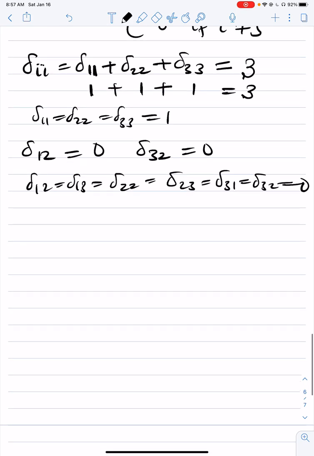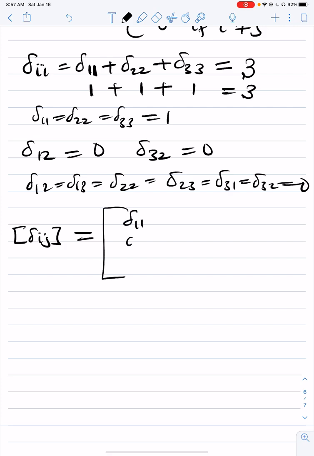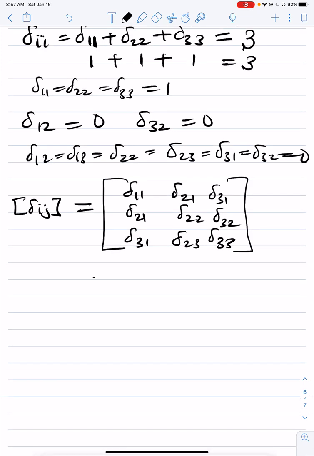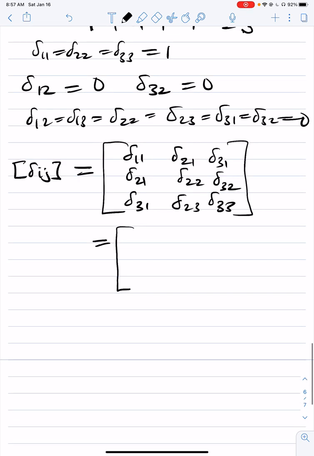Perfect. So if you have a Kronecker delta matrix like this, delta ij, now we have a matrix of all of these terms in it, right? So delta 1,1, delta 1,2, delta 1,3, delta 2,1, delta 2,2, delta 2,3, delta 3,1, delta 3,2, delta 3,3. Based on the expressions we've had previously, delta 1,1 is 1, sorry. Delta 2,1 is 0.